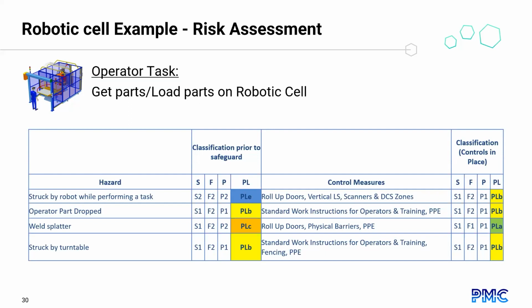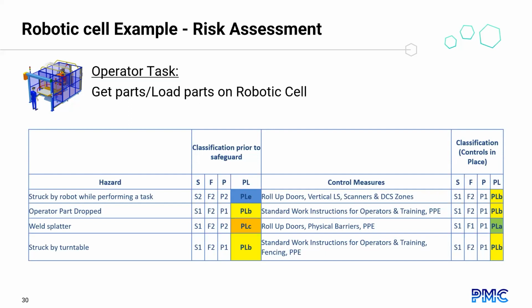And on the third line, we have listed here the weld splatter hazard, for example. Here we have the severity grade S1. This is a minor injury or a minor ill health effect. The frequency is F2 because the operator is constantly, every minute, loading the station and the robot is always welding. The possibility of avoiding is P2. It's something that the operator cannot avoid at this moment. And we then obtain the PLC, the medium risk to the operator.